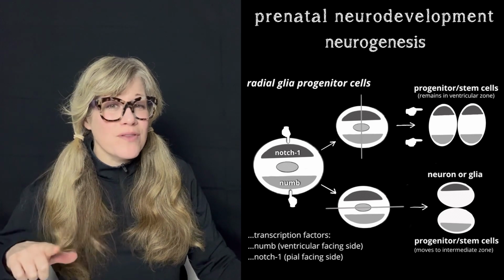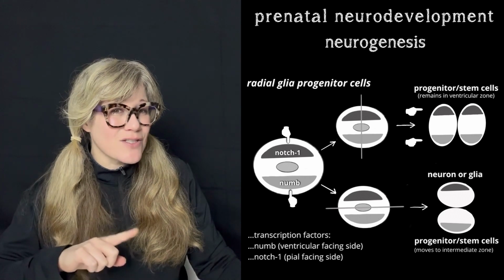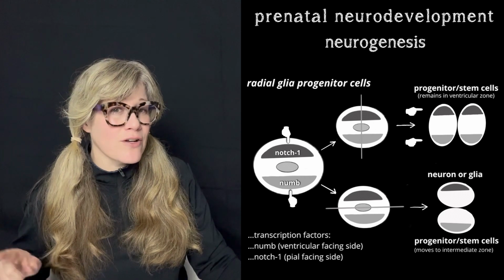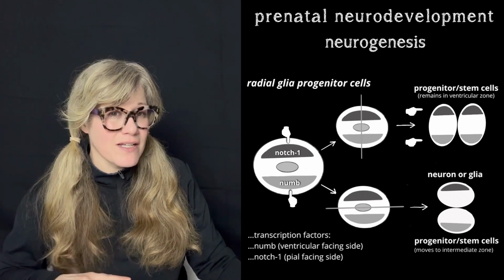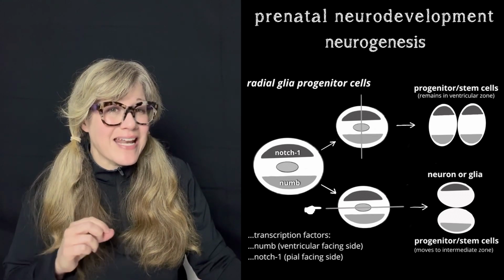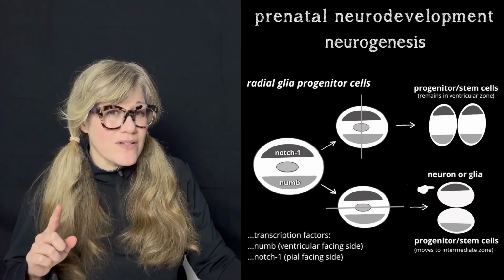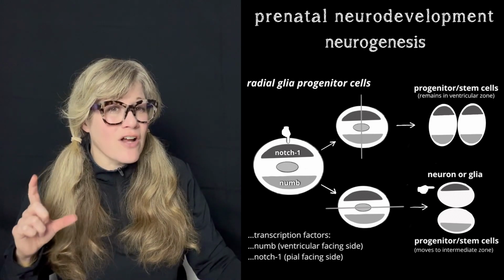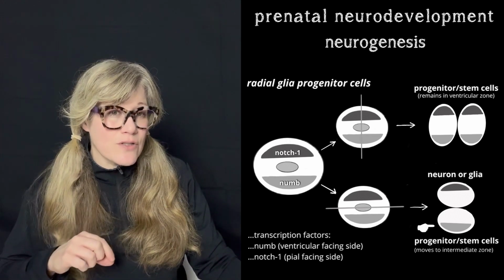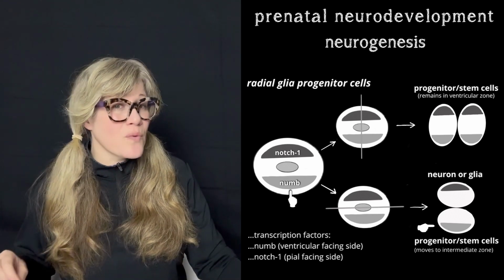And if they have both of these factors expressing at those particular poles of the cells, that signals to the cells to remain in the ventricular zone and go back into the progenitor cell cycle for more mitotic division. But when the cell is horizontally divided, the daughter cells have an asymmetrical expression pattern of the two factors. The peel surface facing daughter cell will have higher Notch1 expression and virtually no NUM expression, and the ventricular surface facing daughter cell will have a higher NUM expression and little to no Notch1 expression.